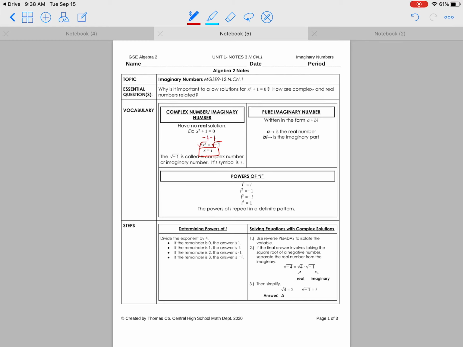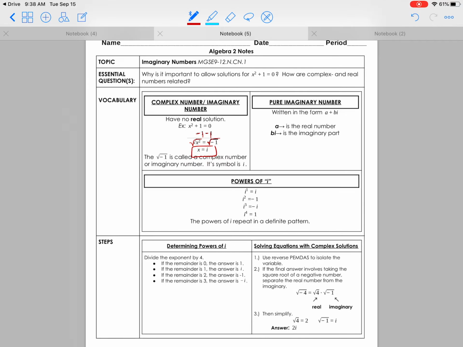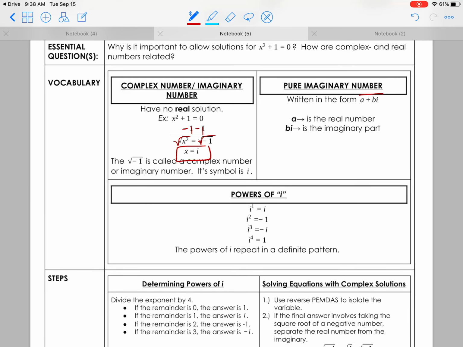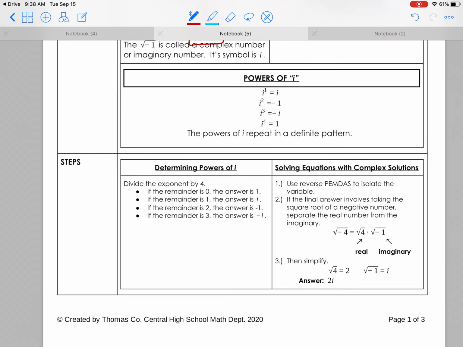These imaginary numbers then can be written in complex form. Complex form has two parts to it. Complex form looks like a plus bi. The a part is an actual real number like 5 or 7 or 2. And then the bi part is your imaginary part.